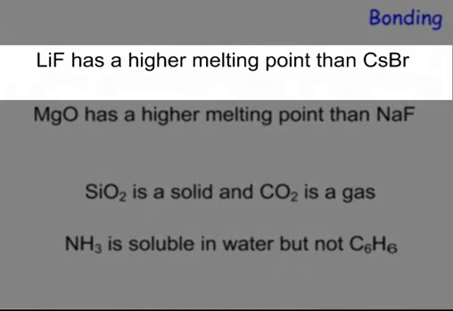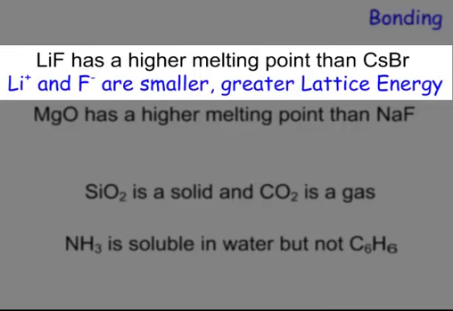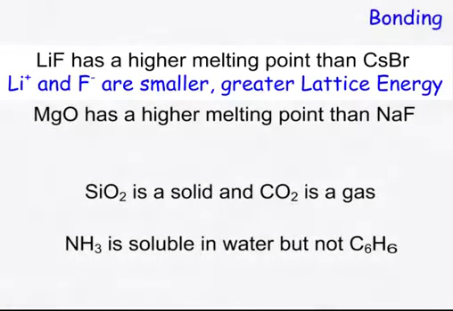LiF has a higher melting point than CsBr. Look at where they are on the chart. LiF has much, much, much smaller ions. Li+ and F- are very small, which means a greater attraction between them, a greater lattice energy. It takes more energy to split them apart and melt it.